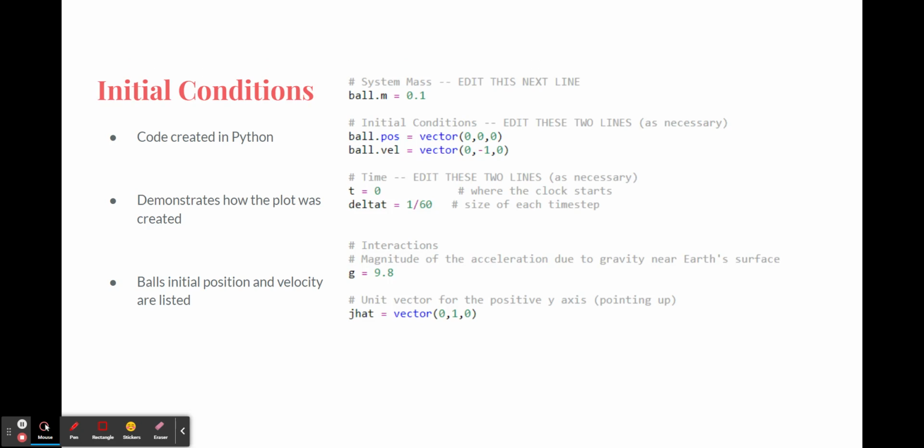And moving on to my computational model, I created it in Python using GlowScript. As you see, in the initial conditions of the model, I set the mass of the ball to 0.1 to more closely match the mass of a small hollow bouncing ball. I set the original position of the ball to 0, 0, 0, and the initial velocity of the ball to 0, negative 1, 0.